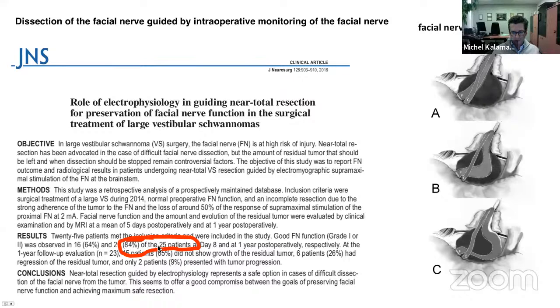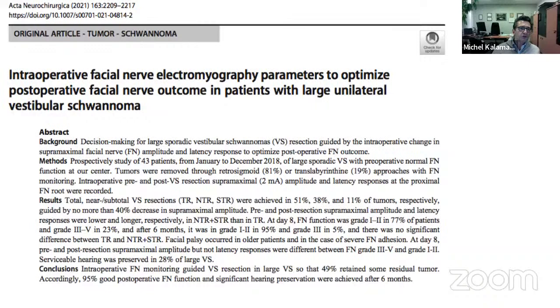Then in this new series of patients with surgery during 1 year for large sporadic vestibular schwannoma, we decided to use the supramaximal stimulation at 2 milliampere, and we decided to stop the resection when we obtain a decrease of 40%. So you have to stimulate regularly at the brainstem at 2 milliampere just to evaluate the results and the amplitude. And when you have a loss of more than 40%, you have to stop.